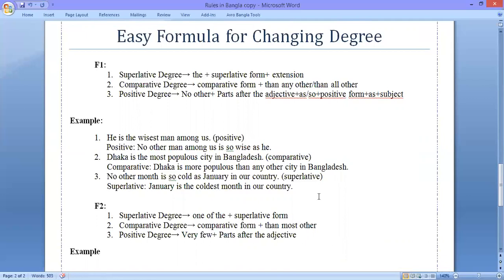We need to remember that when there is "no other" in positive form, and if you want to make this superlative, at that time we need to use the positive-superlative form, and if you want to make this comparative, we need to use comparative form plus "than any other" or "than all other". This formula will be very easy if we give some examples.